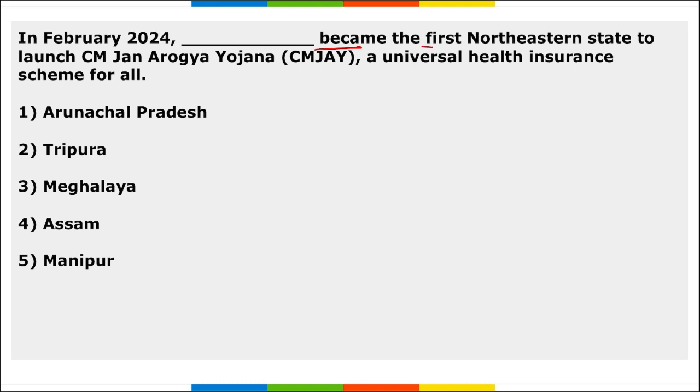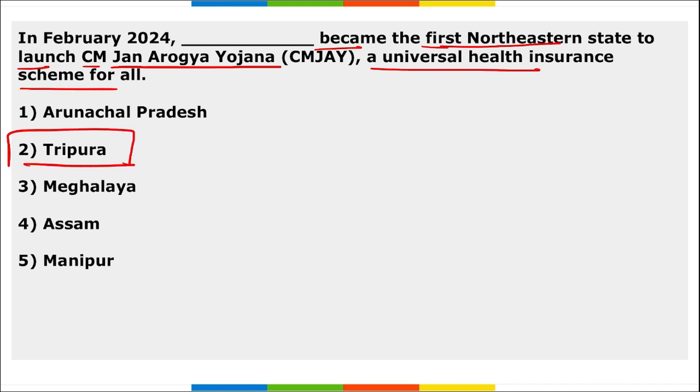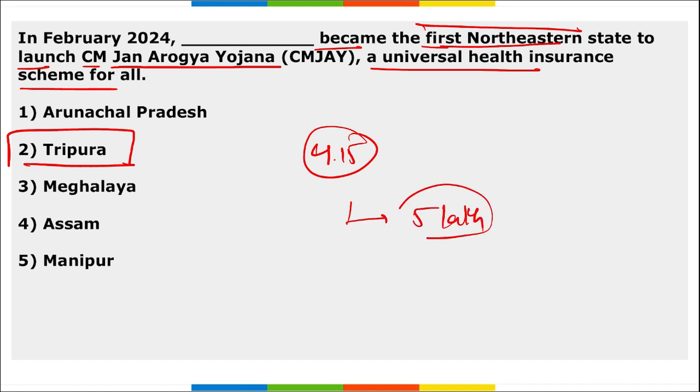In Feb, Dash became the first northeastern state to launch Chief Minister Jan Arogya Yojana, a universal health insurance scheme for all. So it is Tripura, right? Tripura became the first northeastern state to launch Chief Minister Jan Arogya Yojana, a universal health insurance scheme for all. This scheme will offer universal health insurance coverage and it will benefit 1.45 lakh families of Tripura, and will provide 5 lakh rupees annual cover to the people.